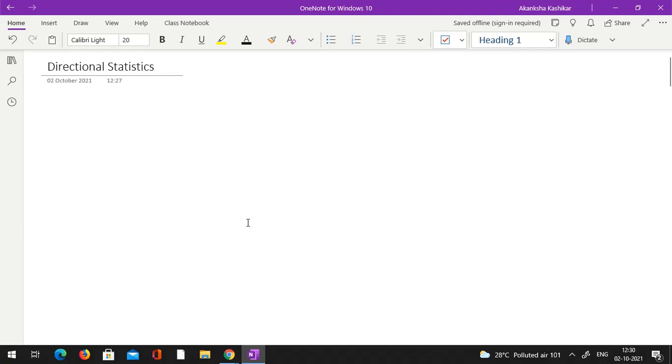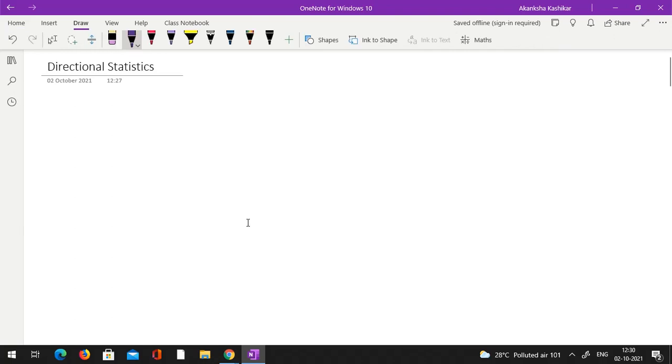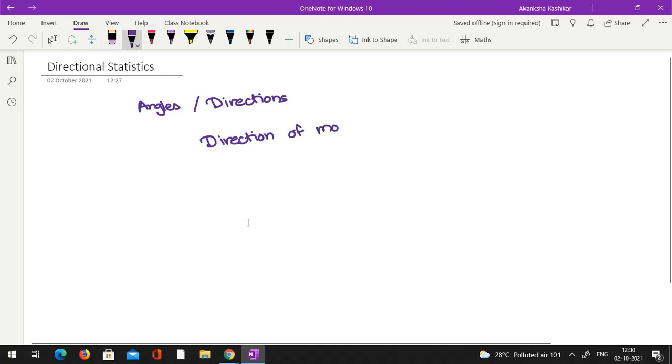Okay. So, what are directional statistics? Basically, there are many scientific fields where the measurements are in terms of angles or directions. For example, in biology, you may want to study the direction of movement for migratory birds. Many birds come from different countries to India in winters, so the direction of movement is more important than the actual distance.